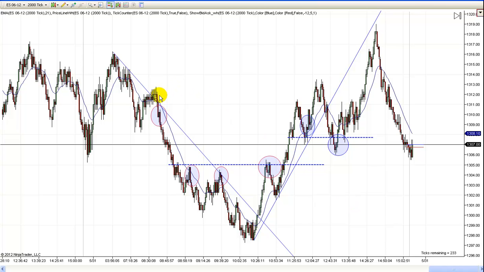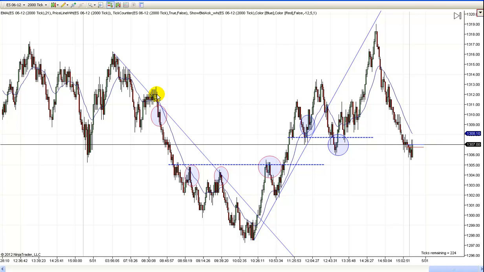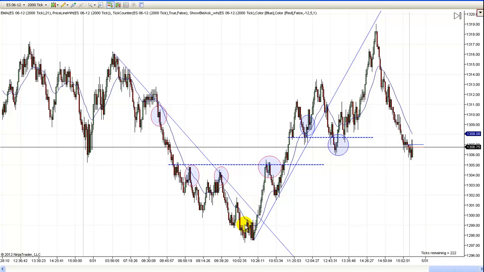It appears that this break here was good enough. We had several closes outside of the line, so that was good enough to be a break of the trend line, and we had a couple of legs down to a new low. It was kind of hard to tell on the reversal.